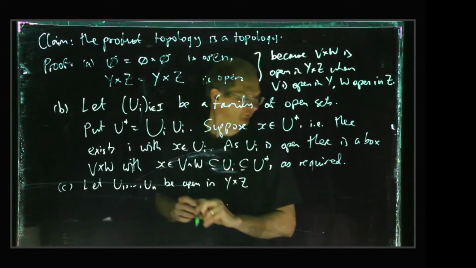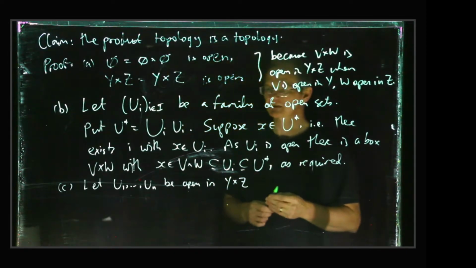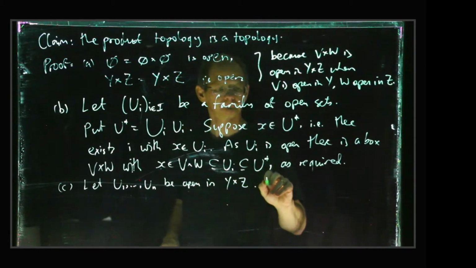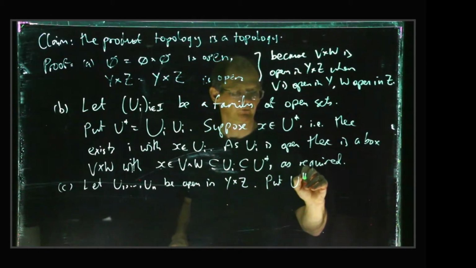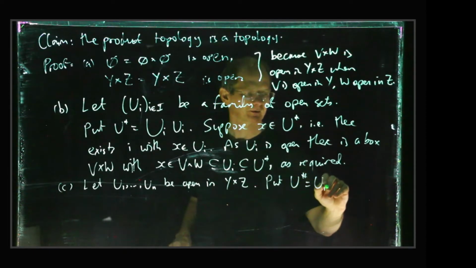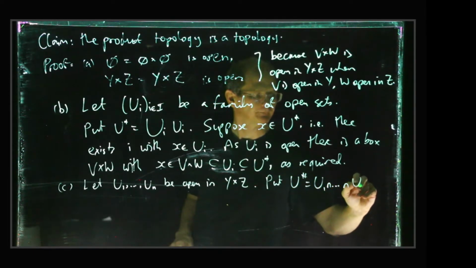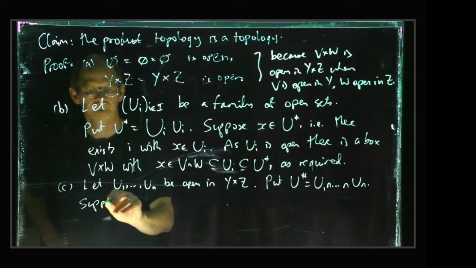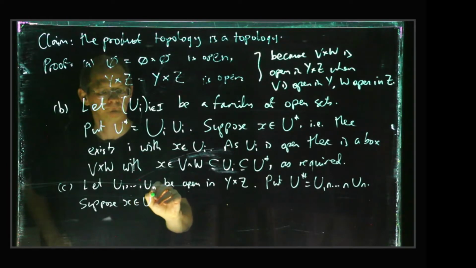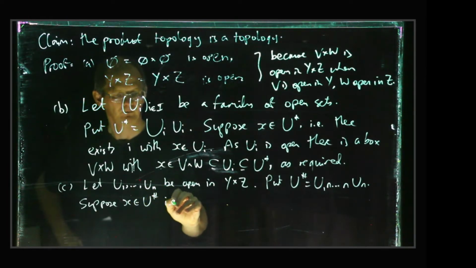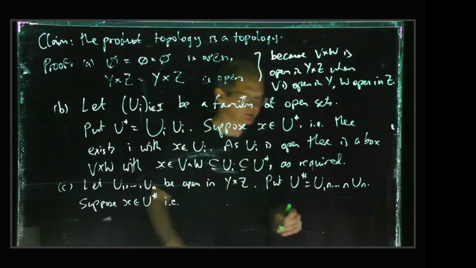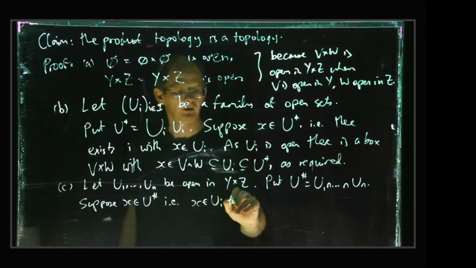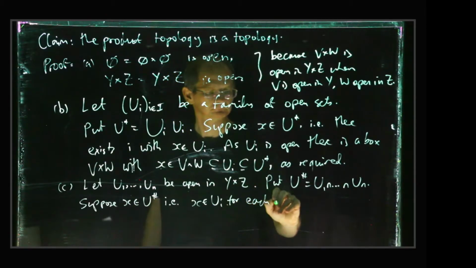Now suppose that we've got some finite list of open sets and we need to check that their intersection is open. Okay, so U hash is U1 intersect up to UN. So let's suppose that X lies in this intersection, which just means the same as saying that X is in UI for each I.